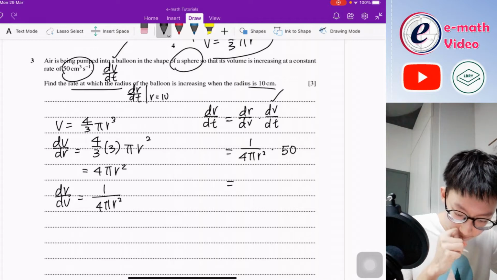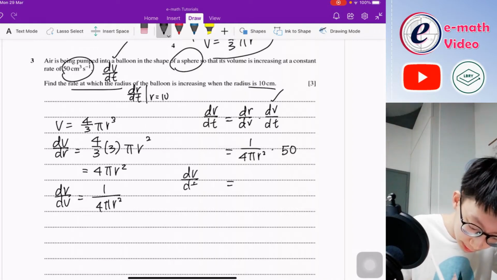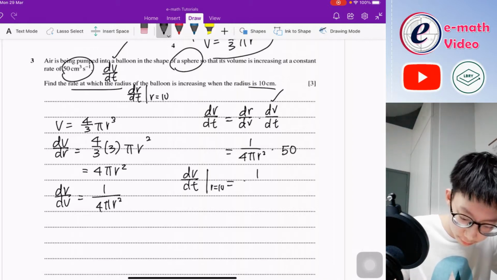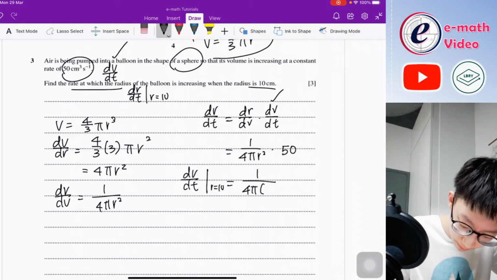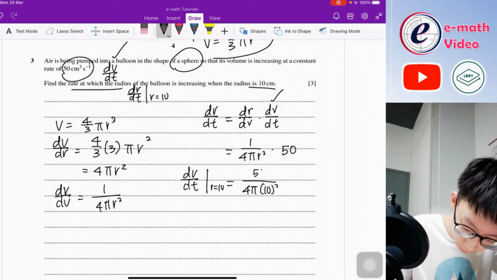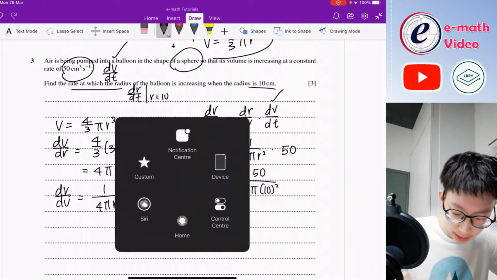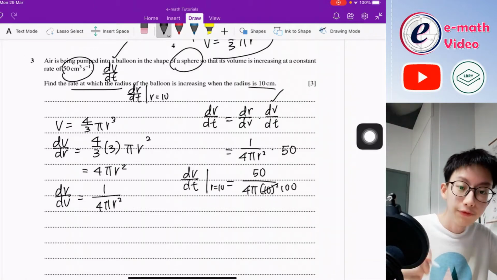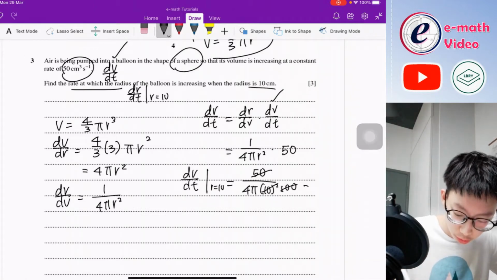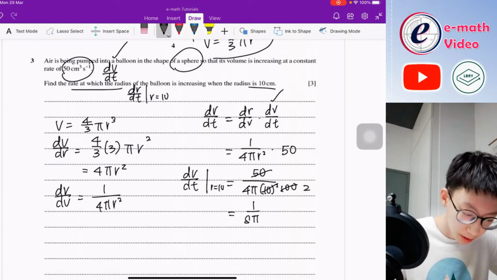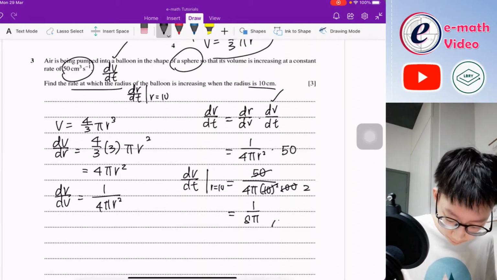We want to find dr/dt when r equals 10. We just sub in our r: 1 over 4 pi times 10 squared, times 50. 10 squared is 100. 50 over 100 is 1 over 2. 2 times 4 is 8, so the answer is 1 over 8 pi. Okay, that's it.